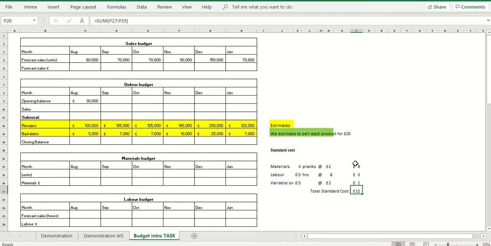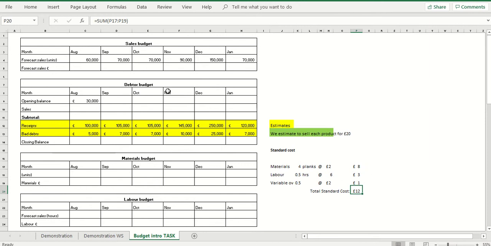So 2 times 4 is 8. Labor, a person needs to spend half an hour, and we're going to pay that person £6 an hour. So 6 times half is £3. The variable overheads, we need half of that times £2 for a variable overhead. So 2 times half is 1. Add the 3 together, it gives us a total standard cost of 12.